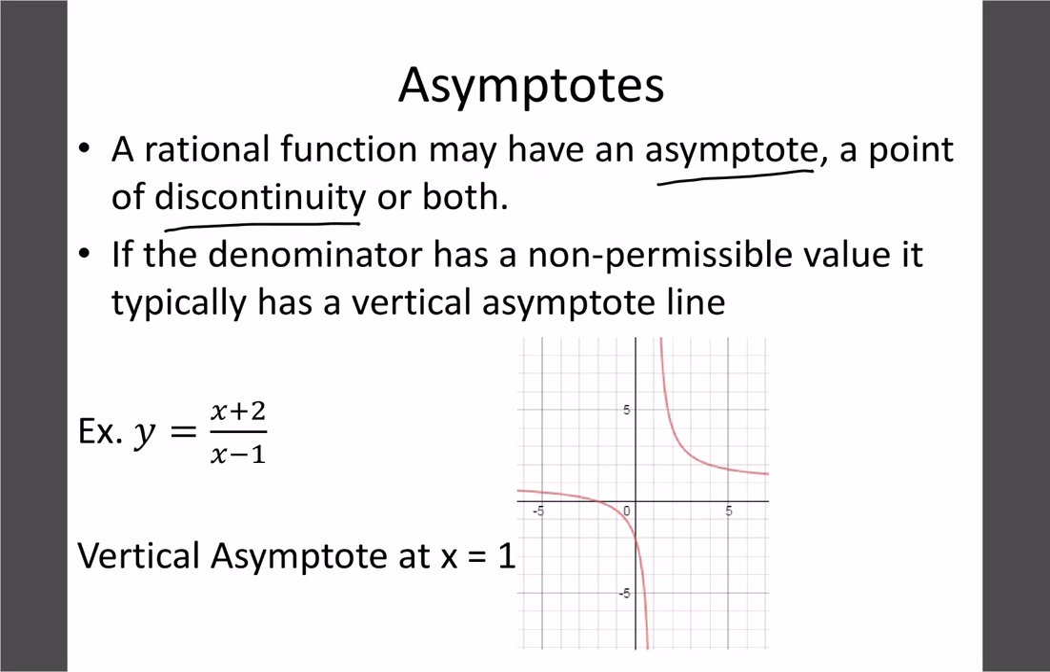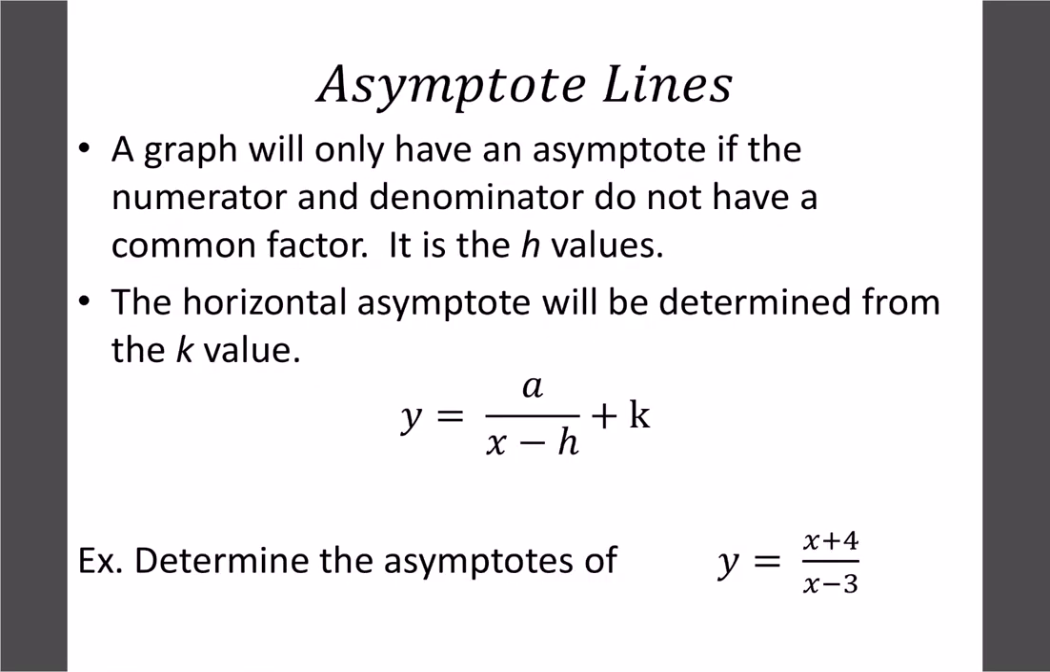The first thing is, if the denominator has a non-permissible value, we normally think of it as being an asymptote. From a previous section, we have x minus 1 on the bottom. We know x can't equal 1, so that's where our asymptote line would be located. That's true in most cases, but we have to be careful that it only happens when we can't cancel that denominator out. If our top and bottom have different factors, then we would get an asymptote line. So we look at the equation. In this example at the bottom, the top and bottom are different, so we will have an asymptote line.